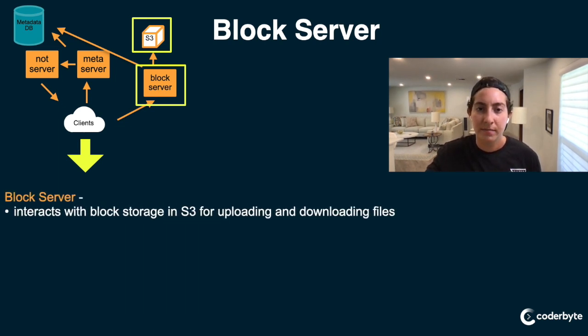So the block server interacts with block storage in S3 for uploading and downloading files. This is the thing: it's not just saving metadata about the file, it's saving the actual contents of the file. Now, I didn't talk about this at all here, but just in case you're curious, there's this idea in Dropbox of deduping. If I upload a song and someone else uploads the same song, in Dropbox's infrastructure that song is only uploaded once, and then it's shared among the users, which is kind of interesting.